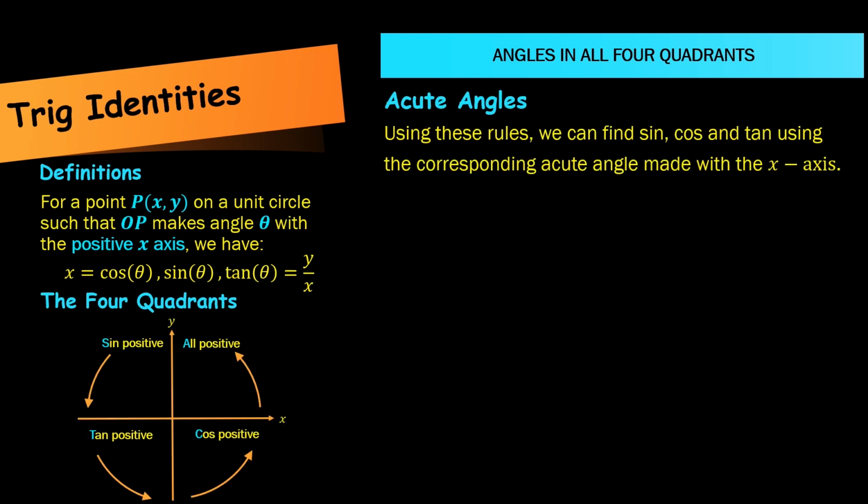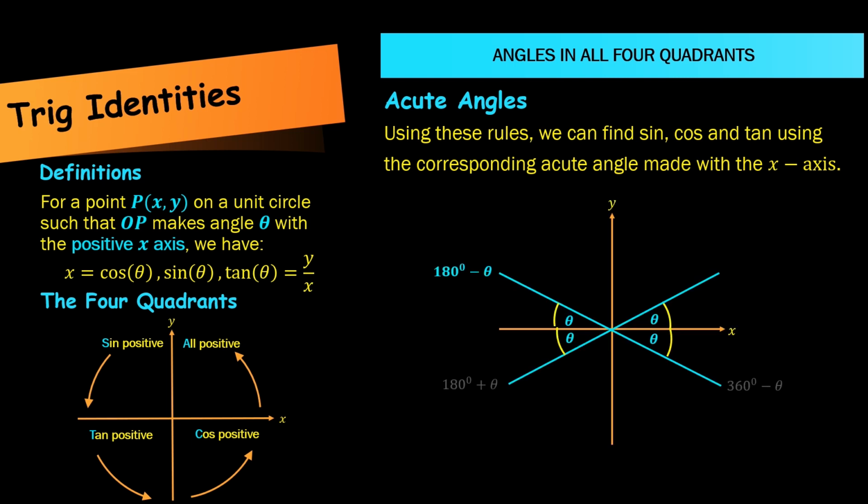Using these rules, we can find sine, cos, and tan using the corresponding acute angle made with the x-axis. So let's take a look. Here's an illustration. Here are different ways in which we can see theta. 180 degrees minus theta has been highlighted, as you can see. Here, sine 180 minus theta is equal to sine theta, where theta is an acute angle.